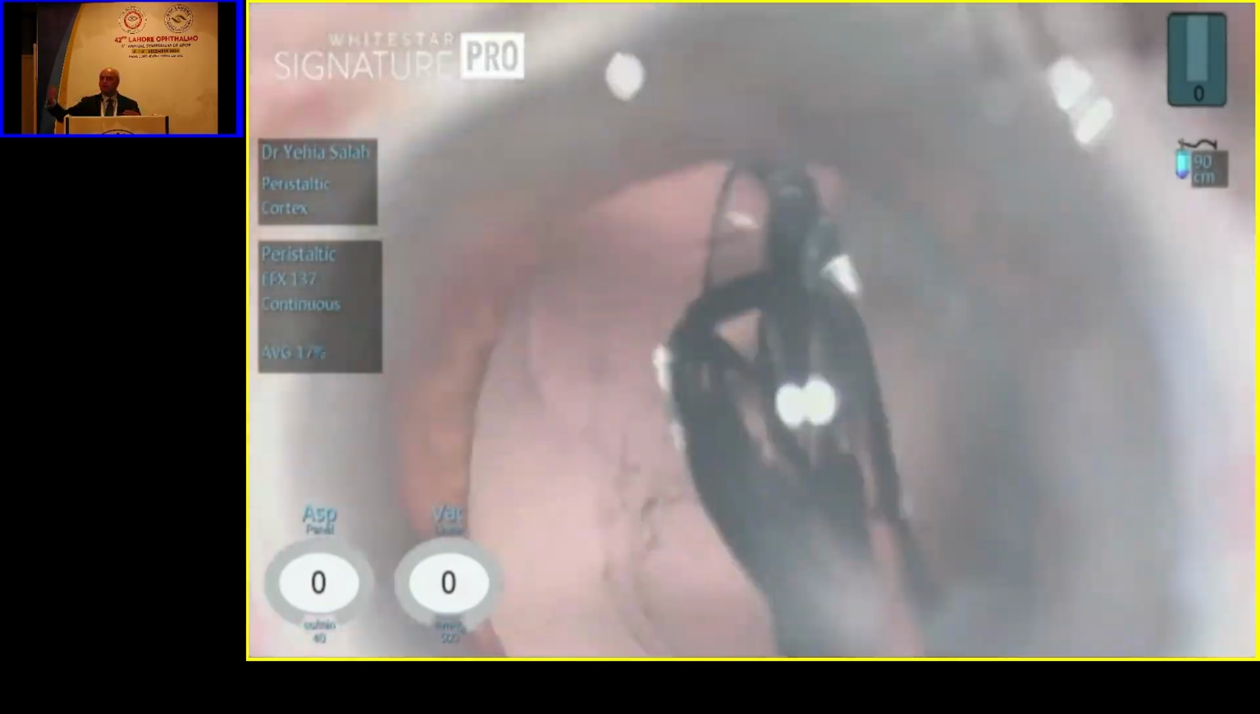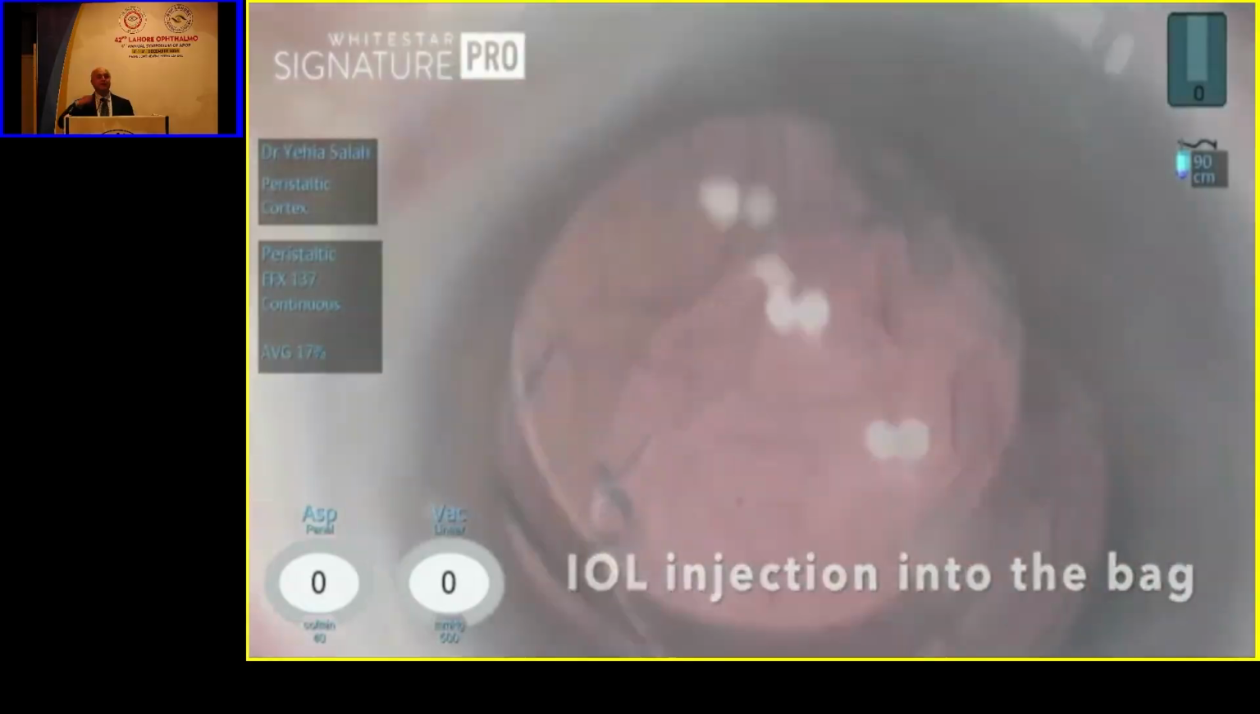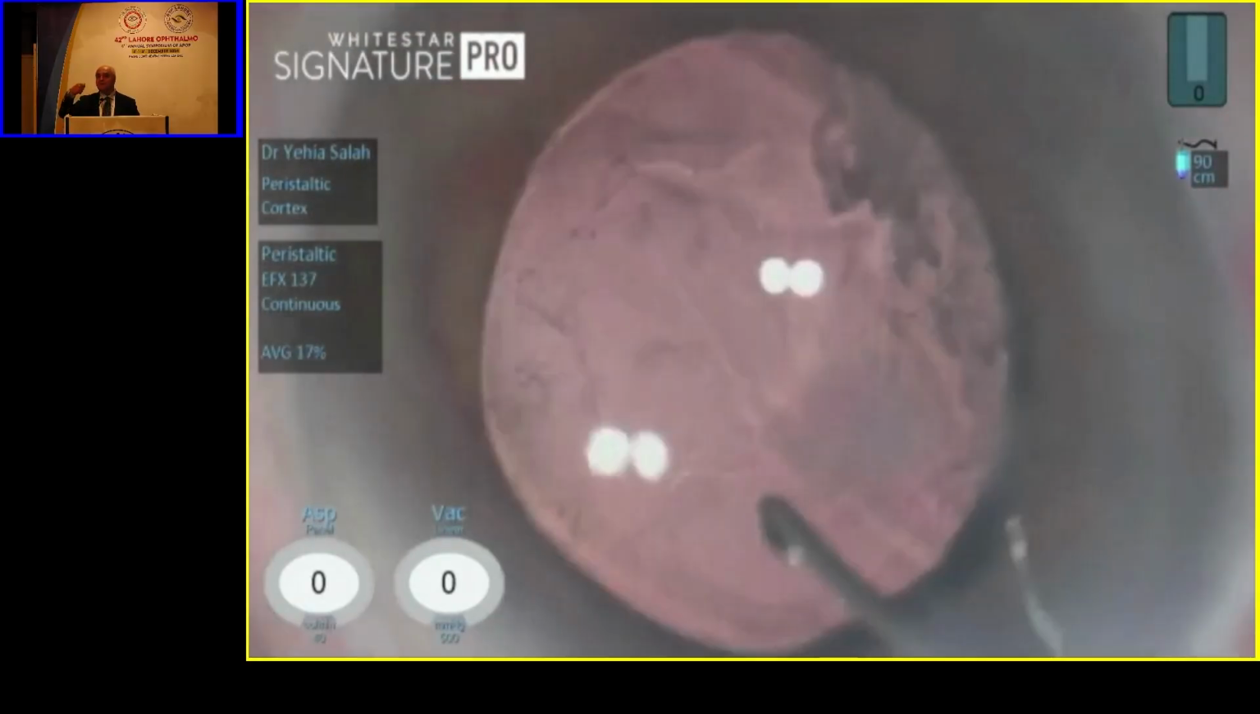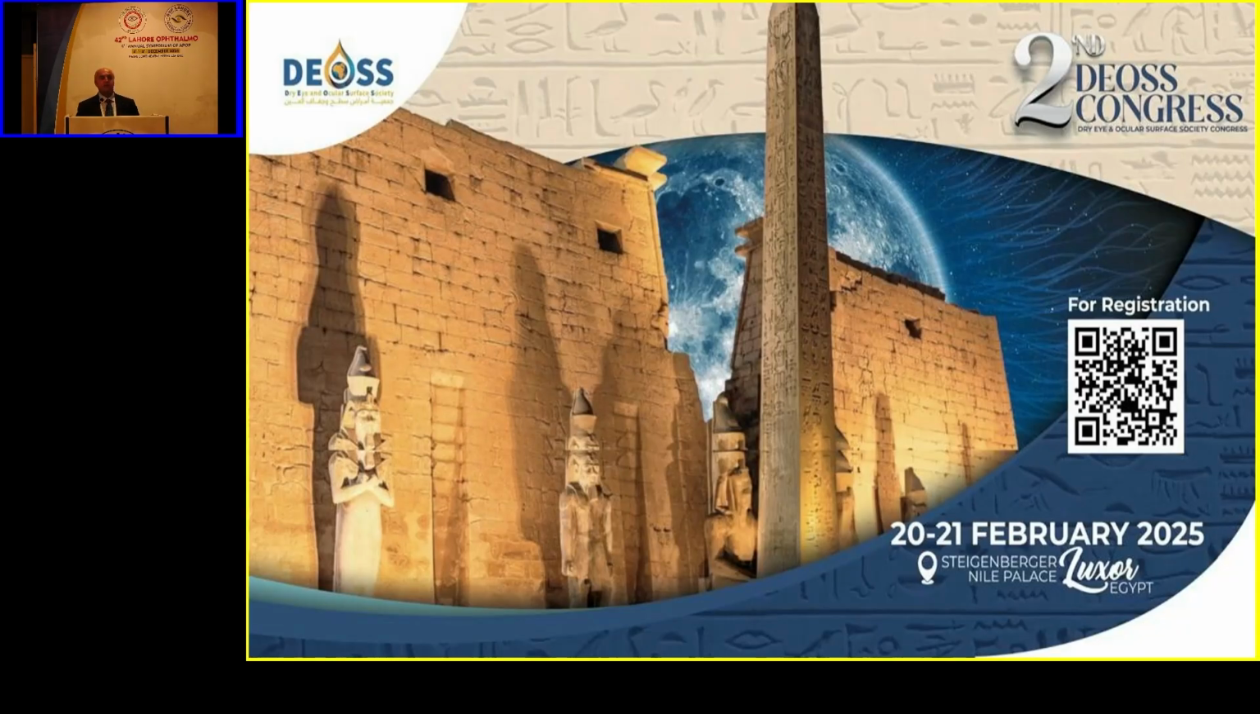Of course, if you don't do this, you can implant a three-piece lens in the sulcus or do an optic capture. But if you can do it and implant the lens in the capsular bag, which is the ideal site for an intraocular lens, you should do it once you learn it. So thank you for your attention, and please try to learn this skill because it is very useful.